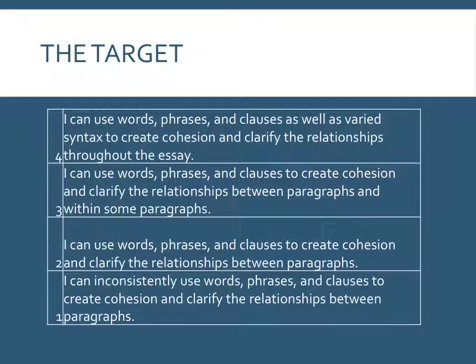Starting at the one level of this particular target, you can use transitions, words, phrases, and clauses to create cohesion and clarify the relationships between paragraphs, but you're inconsistent. At the two level, I'll see some patterns developing. You can use transitions, words, phrases, and clauses to create cohesion and clarify the relationships primarily between your paragraphs. So I might see some nice transitions at the start of each paragraph, but not so much within the paragraphs.